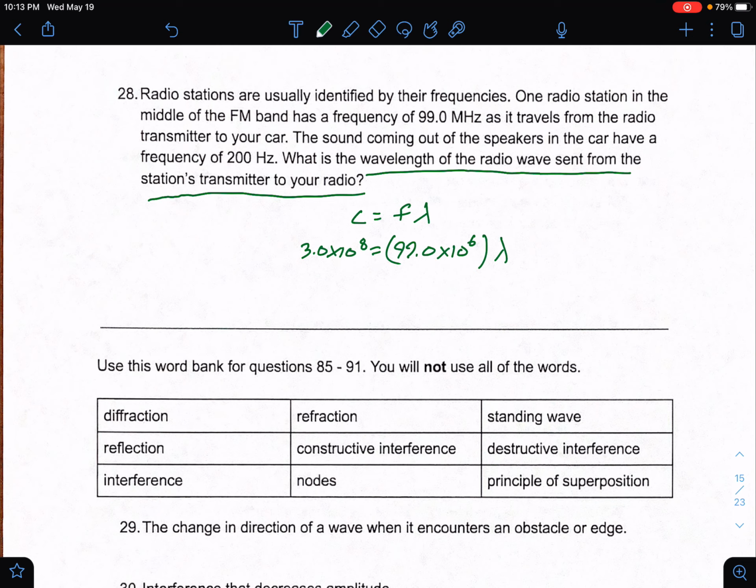Just a tip on your calculator: when you have these scientific notations, I usually put everything in parentheses, because sometimes your calculator can get confused. If you don't put it in parentheses, it'll do the order of operations wrong. Okay, so if I do this correctly, I get a wavelength of 3.03 meters.